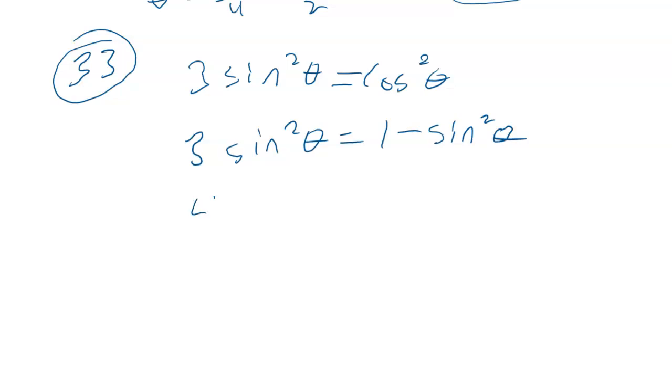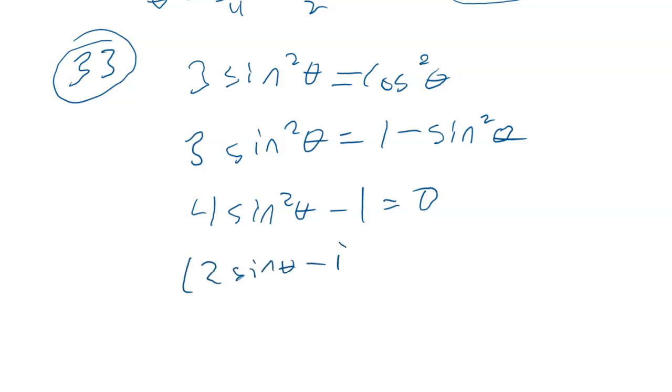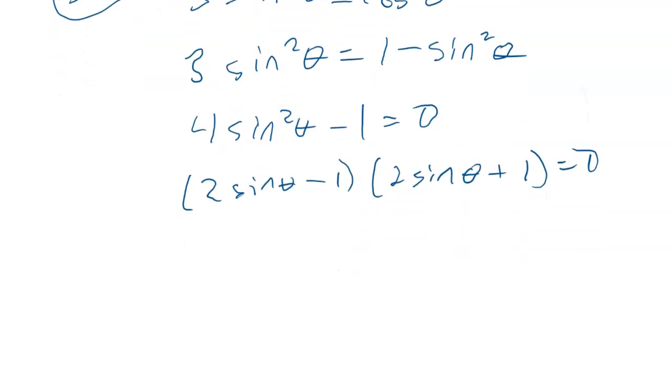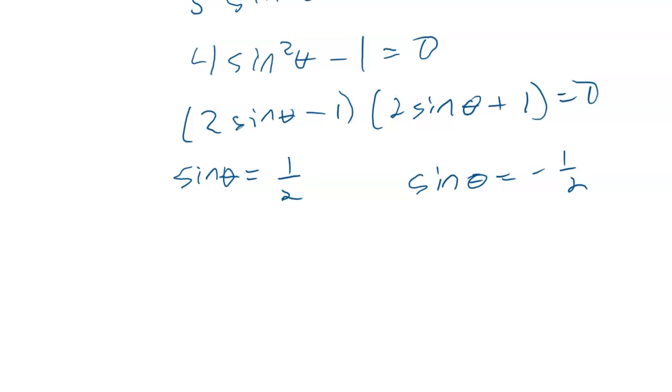Okay. So I get 4 sine squared theta minus 1. And this is a difference of two squares, so I get 2 sine theta minus 1 and 2 sine theta plus 1, set equal to 0. Solve each one. You get sine theta is equal to positive 1/2, or sine theta is equal to negative 1/2. This is going to be one of those problems with a bunch of answers. But anyways, I'm just going to continue.